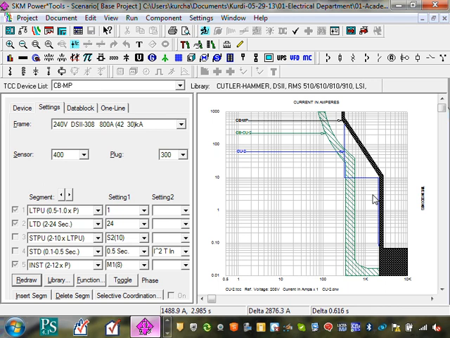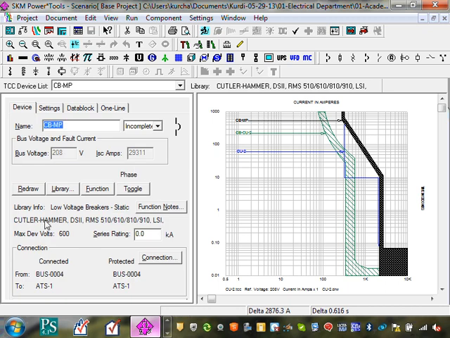So this is a fully adjustable electronic circuit breaker. This device is actually Cutler Hammer. I like Cutler Hammer. DS2 is the name of the catalog number, RMS 510, 6, all the 5 series here and the 8 series. The only difference between the series is how intelligent the device is. So it's a Cutler Hammer DS. Anybody dealt with Cutler Hammer? That's their electronic adjustable circuit breaker.